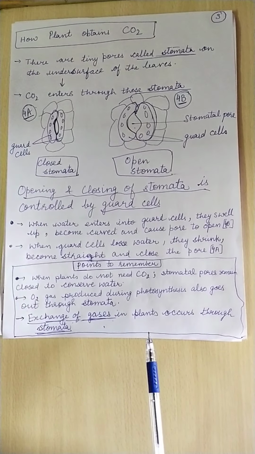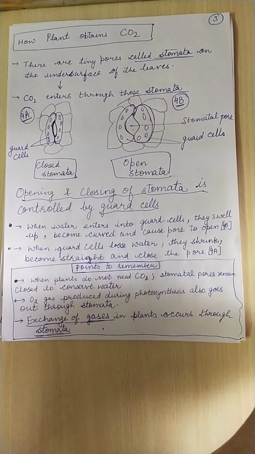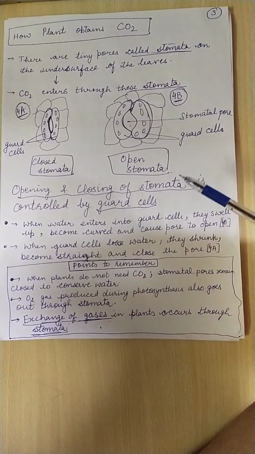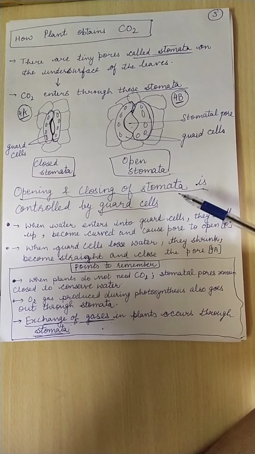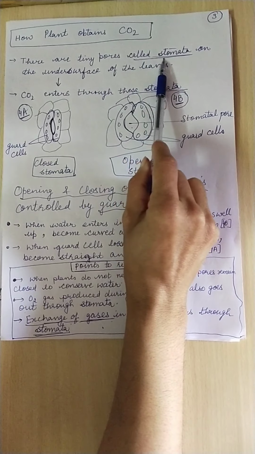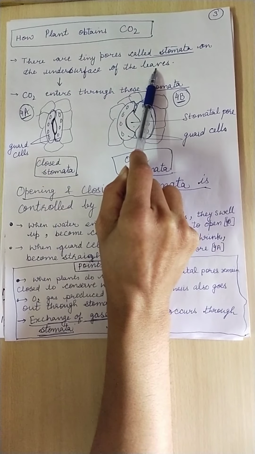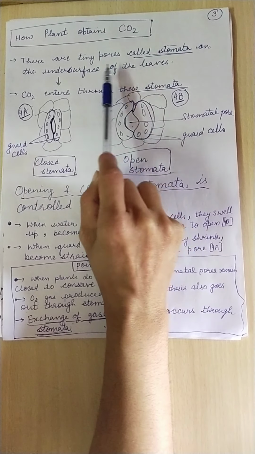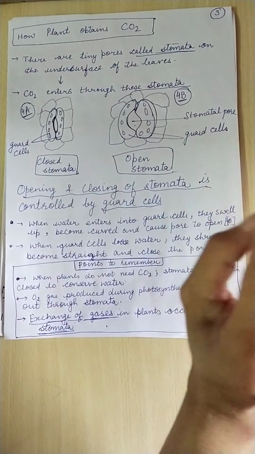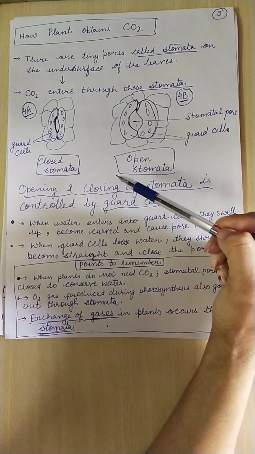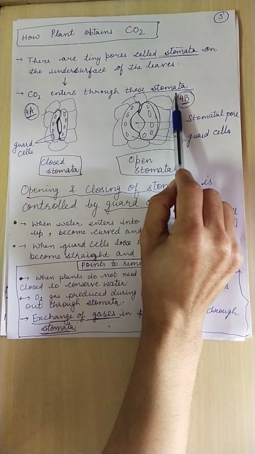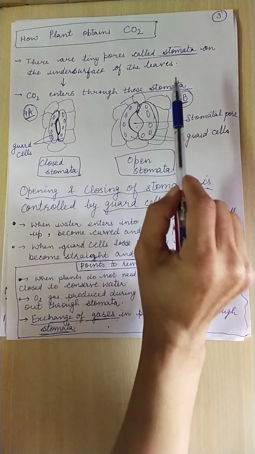If you remember my previous video, we discussed how the plants obtain water and carbon dioxide. I am giving a review of that also. We all know that there are certain tiny pores called stomata on the undersurface of the leaves. In the broader leaves, they are present on the undersurface, but in the narrow leaves, they are equally distributed on the upper and the under surfaces. So, carbon dioxide enters through these stomata through a specific procedure.